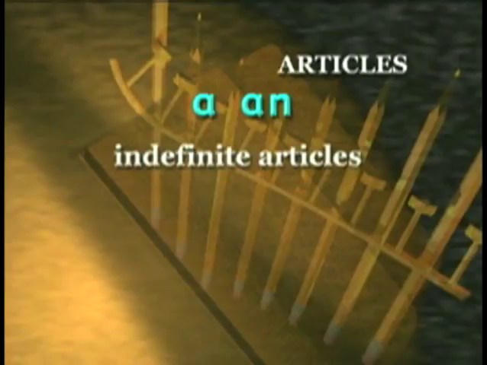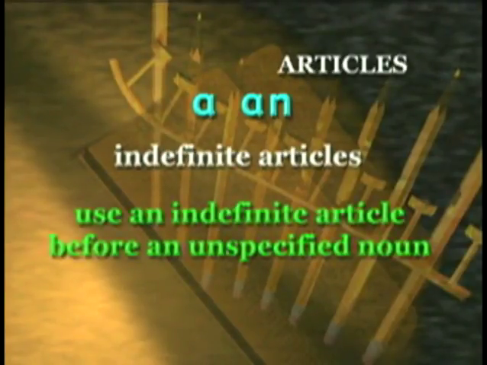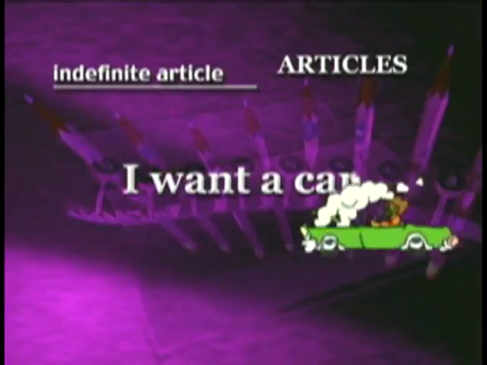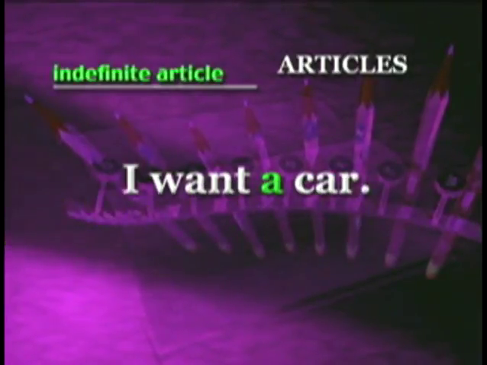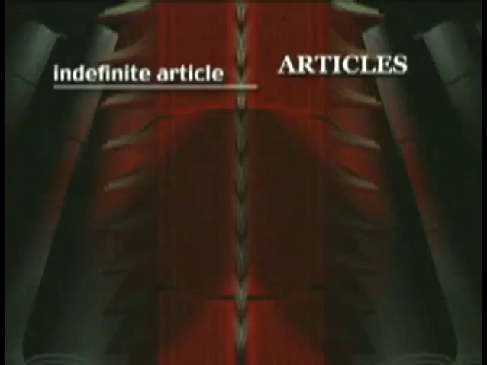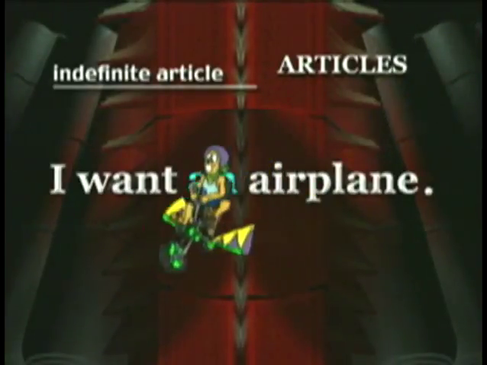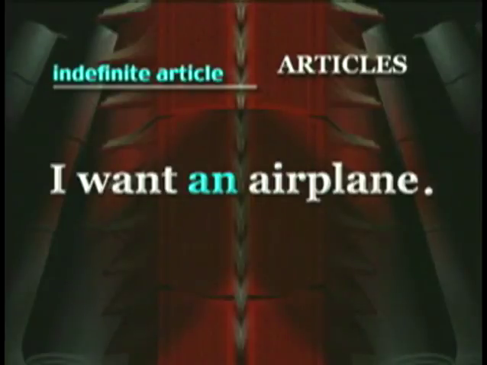First, a and an are called indefinite articles. We use an indefinite article before an unspecified noun. Say I want to say something about a car. I just don't know which car I'm talking about. So I might write, I want a car. Here we've used the indefinite article a. What if we want to talk about an airplane, but we're not discussing any particular airplane? In this case, we can write, I want an airplane. Here we've used the indefinite article an.